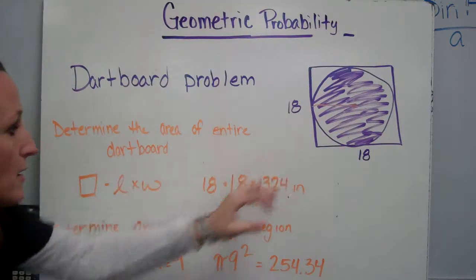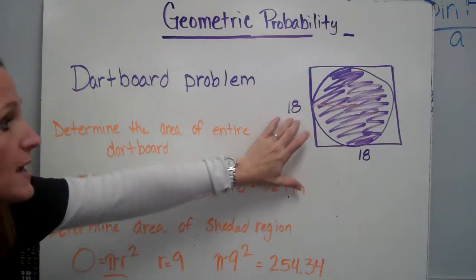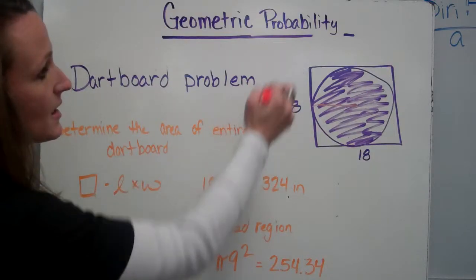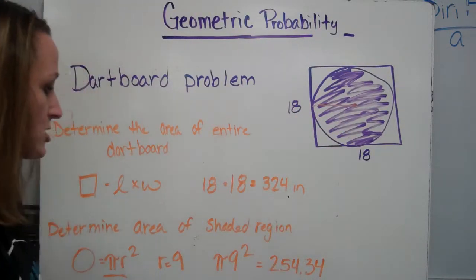So this one's a square. Squares and rectangles, of course, are both just length times width. So we would do 18 times 18, and we find out that the area of this whole rectangle, or whole square, excuse me, is 324 inches.